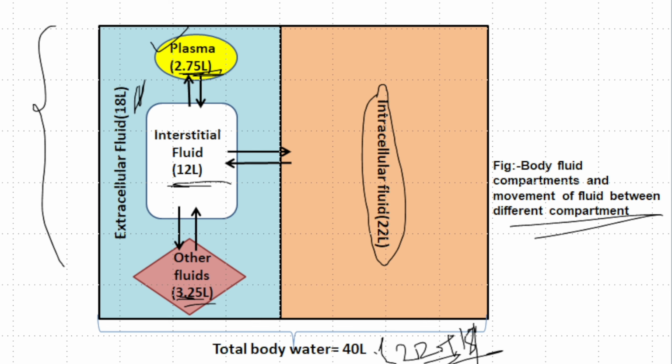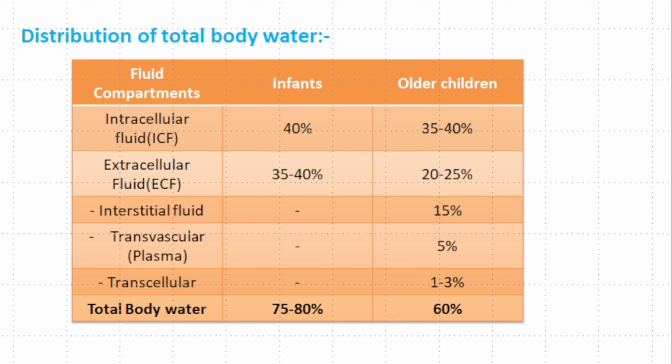So you see that this is the intracellular fluid and this is the extracellular fluid. The fluid can move from intracellular fluid to extracellular fluid and from extracellular fluid to intracellular fluid, and it moves from plasma to interstitial fluid and from interstitial fluid to other fluid. So almost all the fluids move between each other. Then the distribution of the total body water.